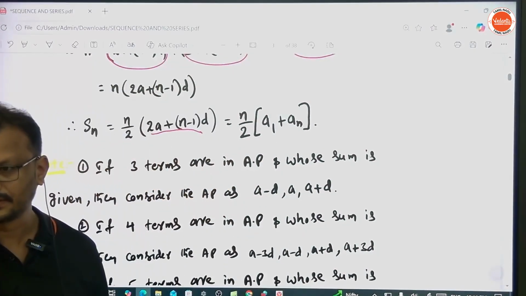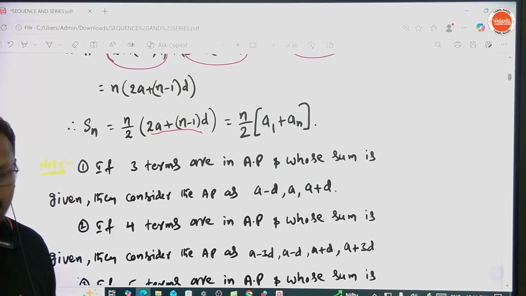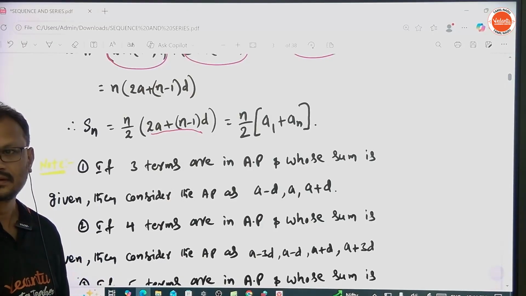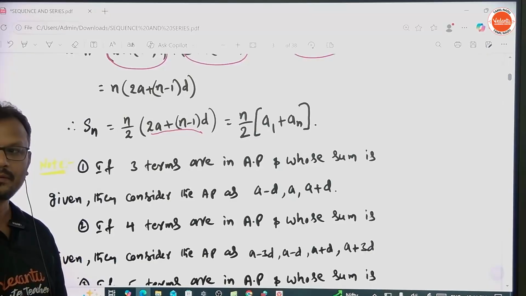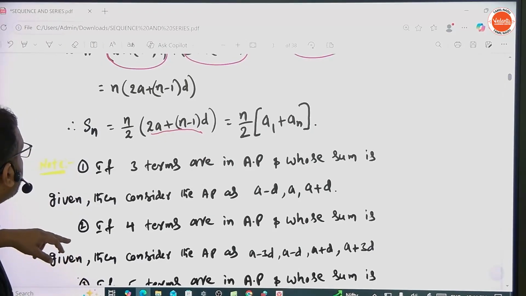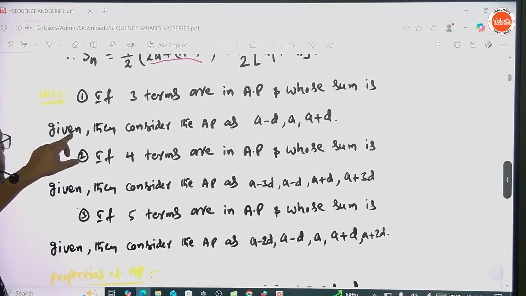Last year they asked this actually. So you have to go through the problem properly. Most of the students made the mistake because they took D as the common difference, but D is not the common difference. Generally they will give it in that format, but you have to go through the question properly. Accordingly, you can plan it.